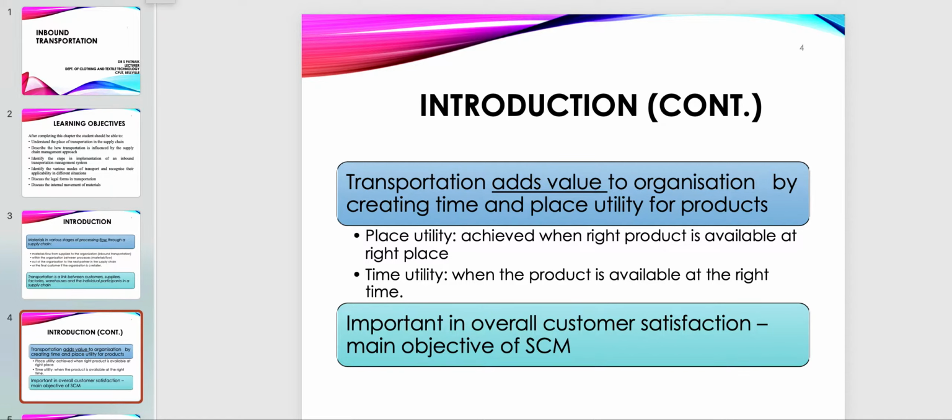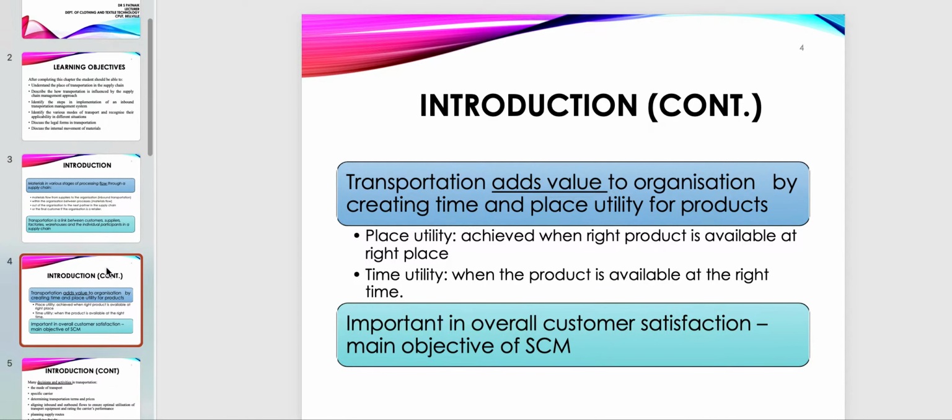Transportation, as we know, does add value to the organization in terms of time and utility. There are two types of utility here, place utility and time utility. Place, obviously, making sure that the right product is available at the right place, and time utility when the right product is available at the right time. So it is important. Why are we doing this? Because we want to ensure that we satisfy the main objective of supply chain management, which is customer satisfaction.